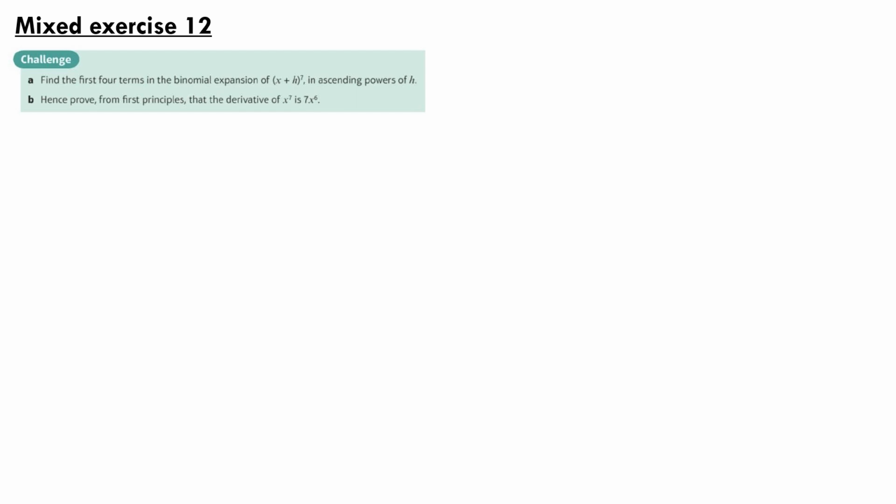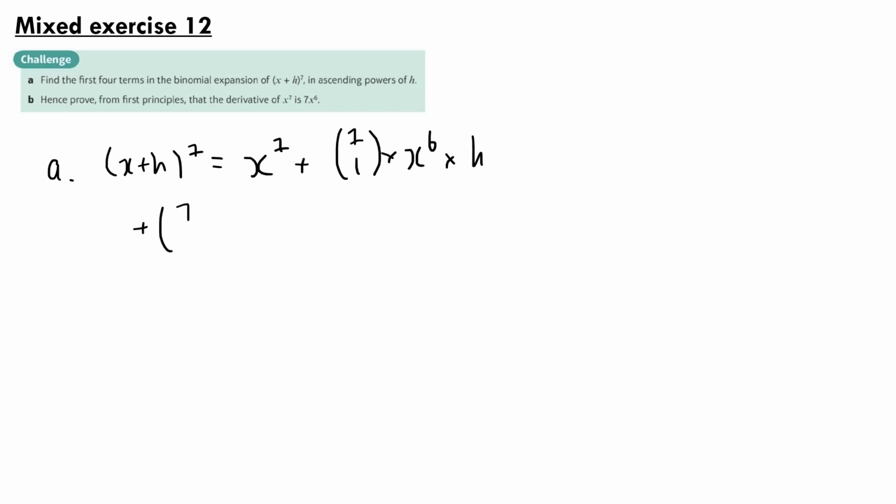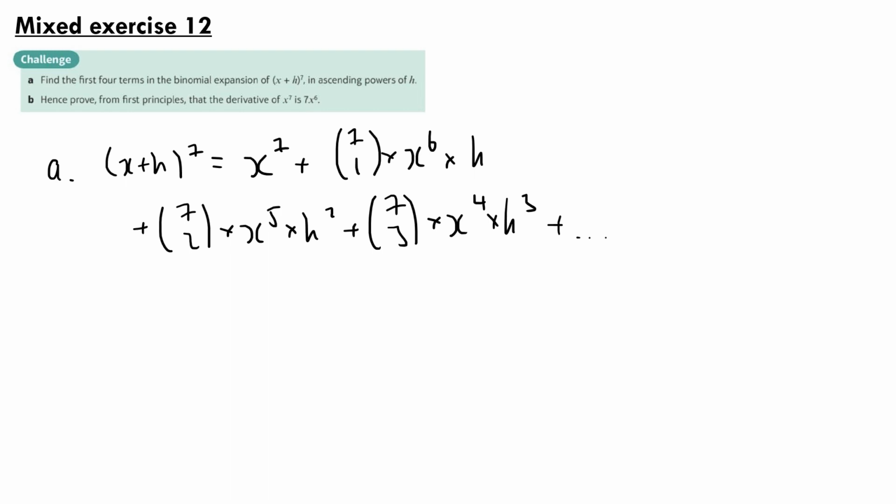Okay, and our final question is from mixed exercise 12. Part A says find the first four terms in the binomial expansion of (x+h) to the power 7 in ascending powers of h. So our first term is going to be x to the power of 7. Then we're going to have plus 7 choose 1 times x to the power 6 times h. Then plus 7 choose 2 times x to the power 5 times h squared. Then 7 choose 3 times x to the power 4 times h cubed. And those are our first four terms in ascending powers of h.